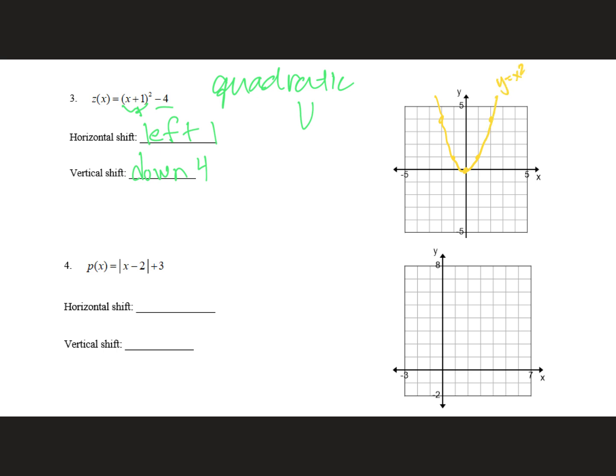So what does it look like when I move it left 1 and down 4? Whoops, 1, 2, 3. I didn't go down far enough. Hang on. Left 1, down 4. Left 1, down 4. Reflect. And draw your graph.